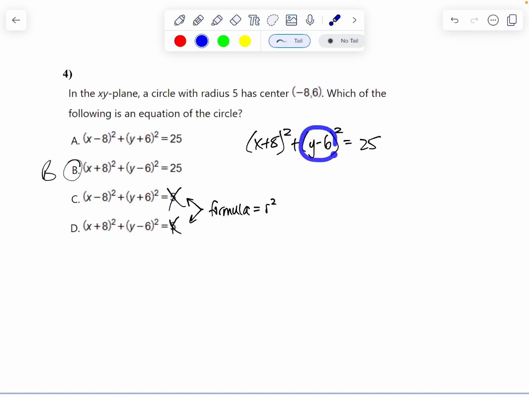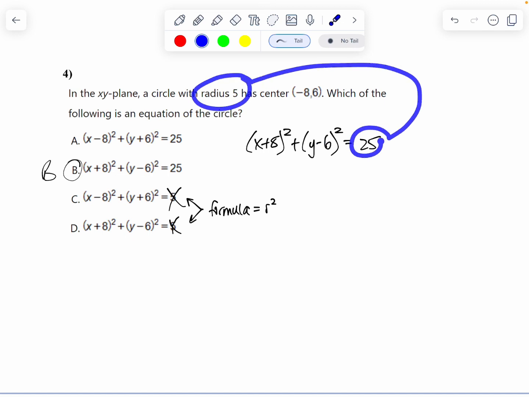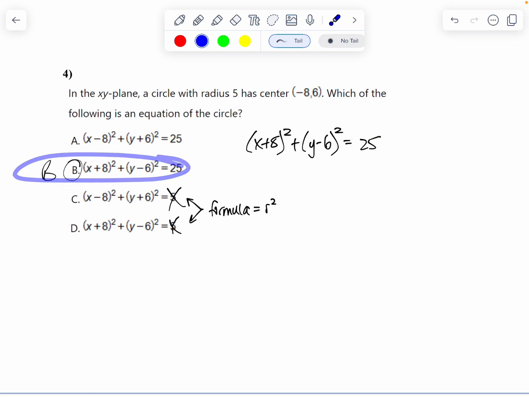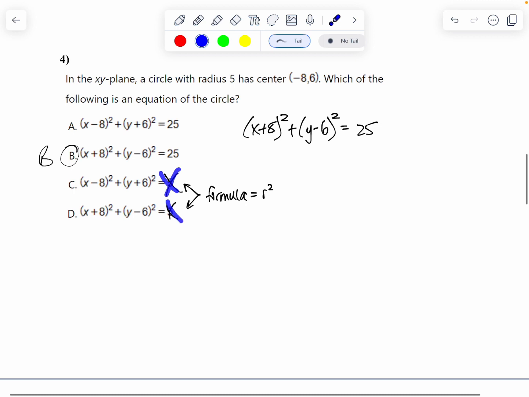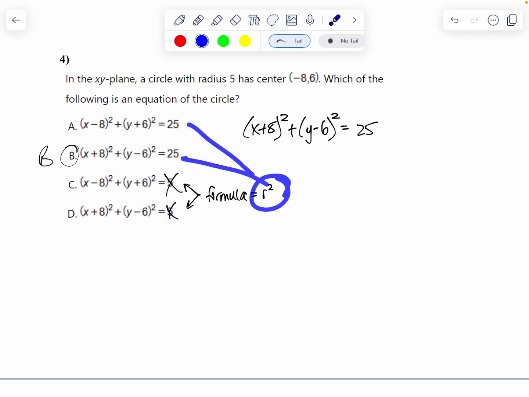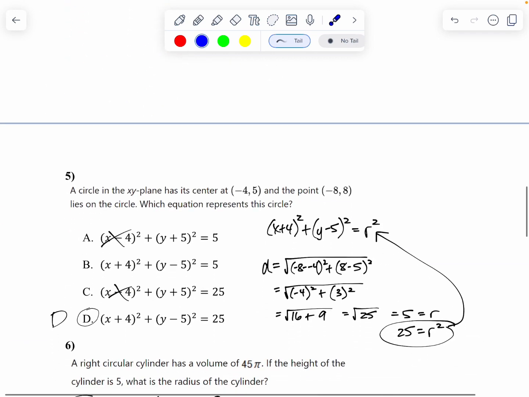It's y minus the y value, and the y value is 6. So that's why there's a negative there. And radius 5, remember that the radius, you square that number to get this. So I'm just matching up and choosing very carefully. The answer here is B. Oh, notice how these two answers are incorrect because that's the radius, and it's supposed to be radius squared right there. So process of elimination is going to help us, you guys.